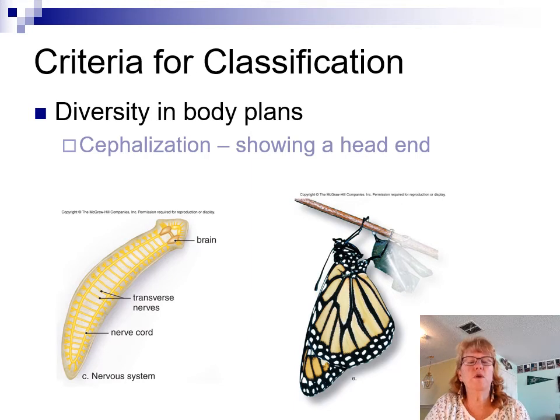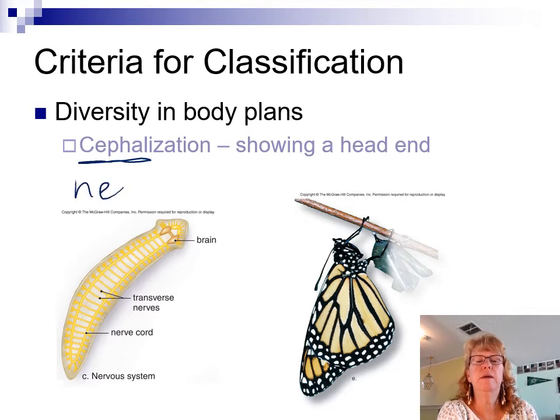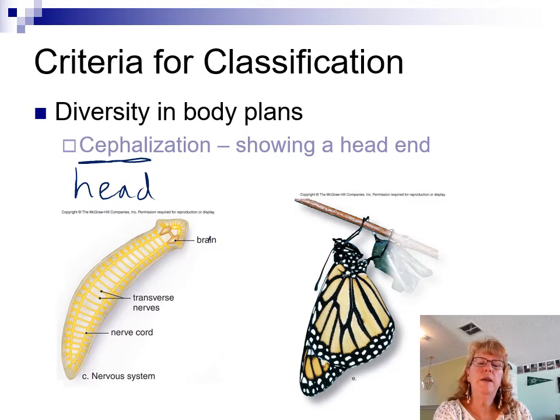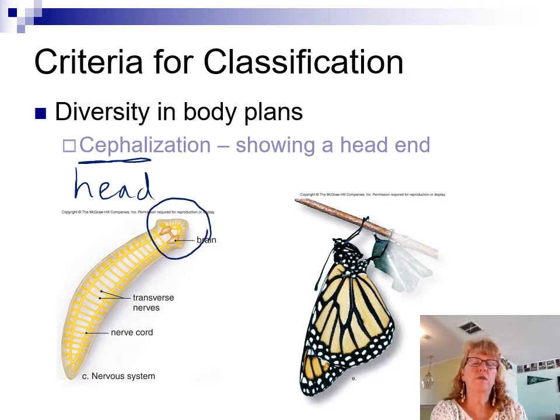And then we look for cephalization. So cephalo, this word root here, means head. And so we are looking to see, does an organism have a head end and a tail end? So any accumulation of nervous tissue is considered cephalization. This one here is a flatworm. It's a pretty low-level organism. But it has a bunch of nervous tissue on one end, which would indicate that it has a head end.